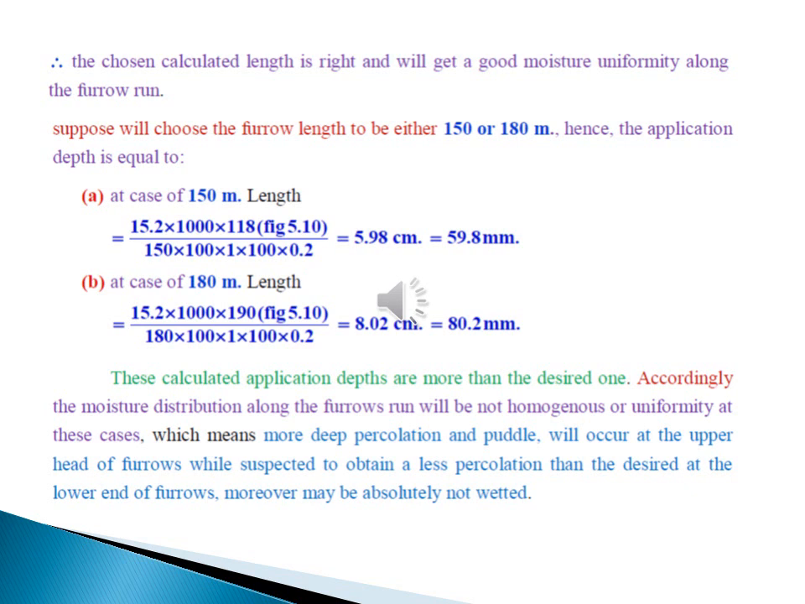Suppose we choose the furrow length to be either 150 or 180 meters. Hence the application depth is equal to 5.98 centimeters in the case of 150 meters length, and equal to 8.02 centimeters in the case of 180 meters length. These calculated application depths are more than the required one. Accordingly, the moisture distribution along the furrow run will not be uniform, which means more deep percolation and puddling will occur at the upper head of the furrow, while less percolation than required is expected at the lower end of the furrow. Moreover, it may actually not be true.